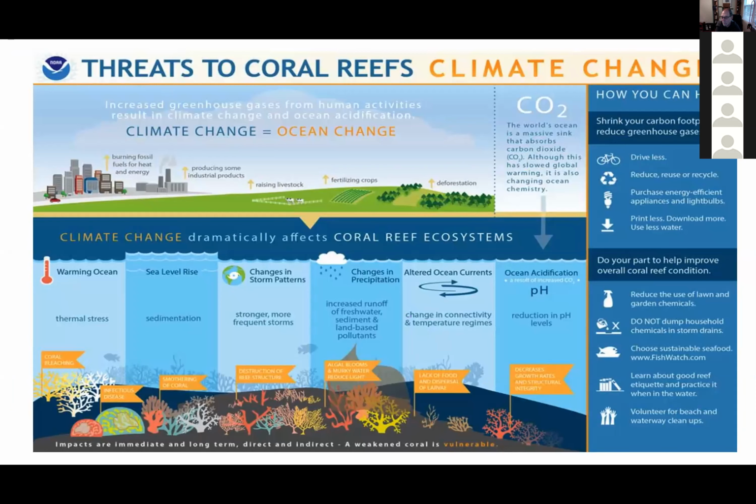Okay, this infographic describes in a nutshell the major effects of climate change on our coral reefs. The column on the far right describes a few simple steps we can all take to reduce our own personal carbon footprints and improve coral reef conditions.